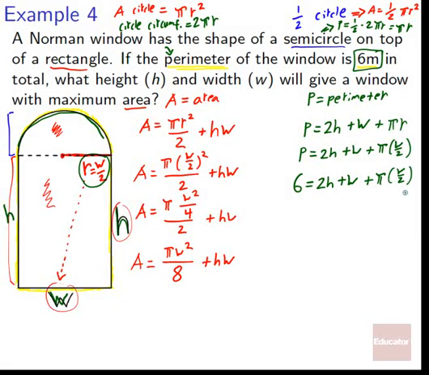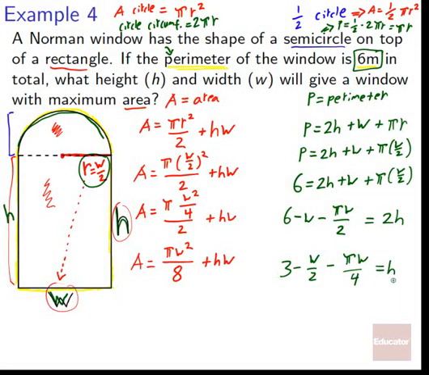Now it seems like we've got more w's than we've got h's in both our area and our perimeter stuff. So let's try to get rid of h. We'll figure out what h is in terms of w, so we can substitute out the h and switch it in for stuff about w. So we'll move everything over. We've got 6 minus w minus pi w over 2 equals 2h. We divide by 2 on both sides. We get 3 minus w over 2 minus pi w over 4 equals h.